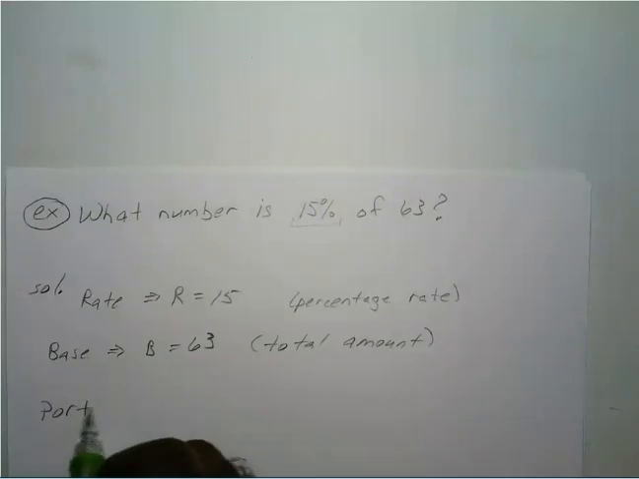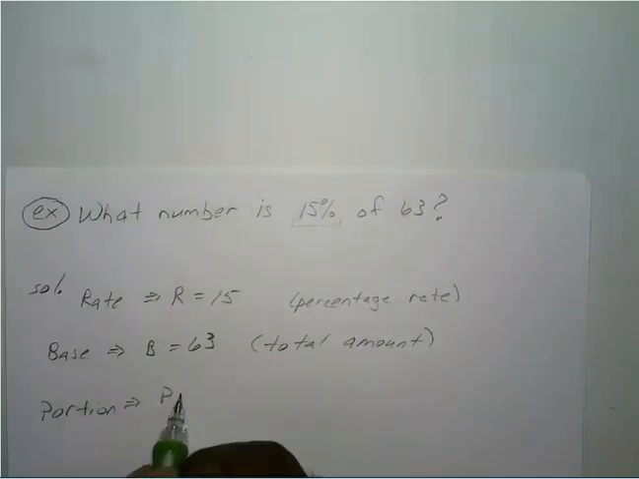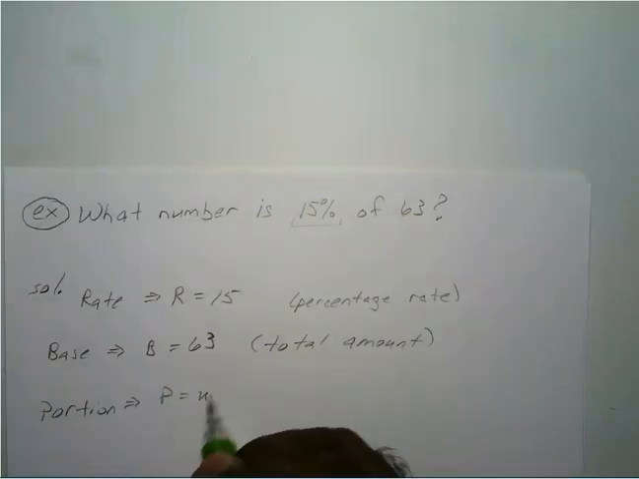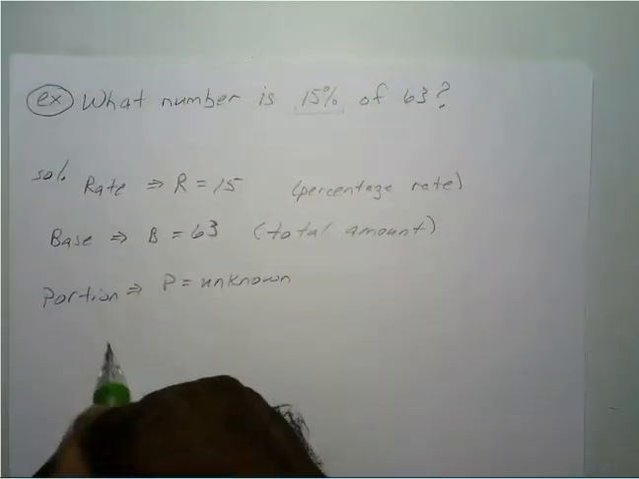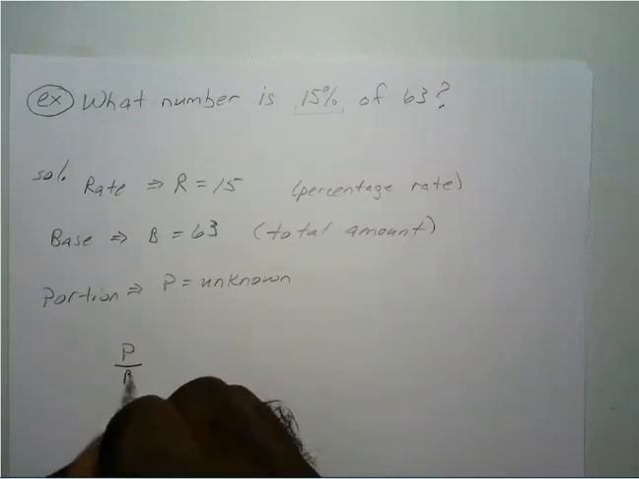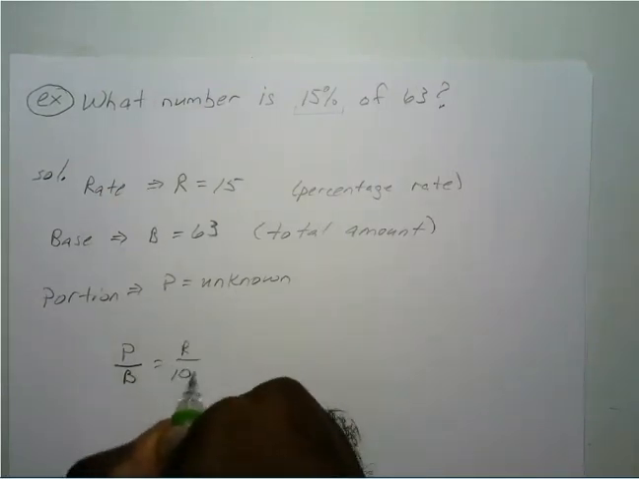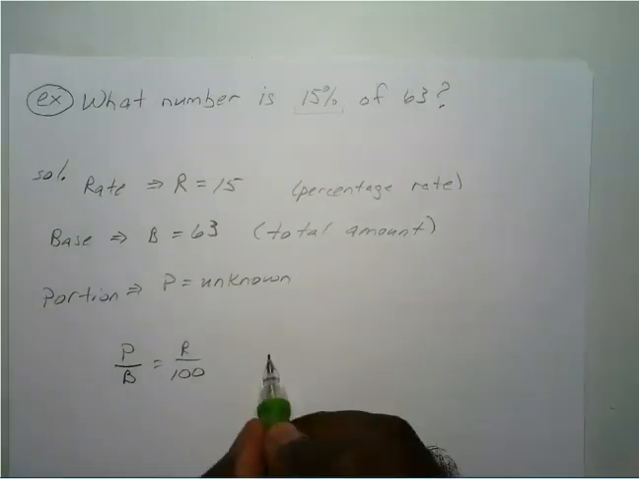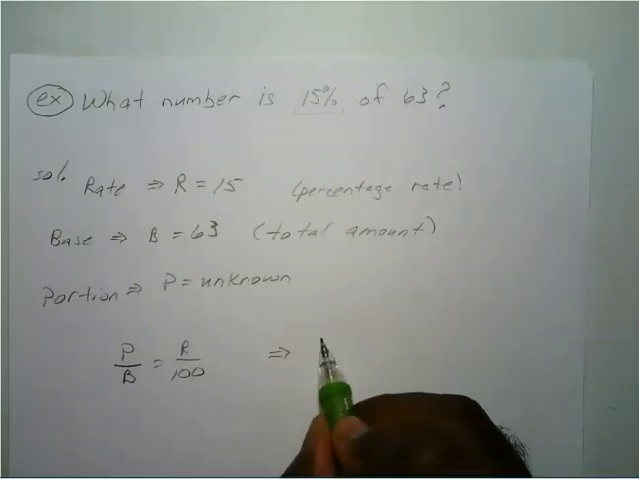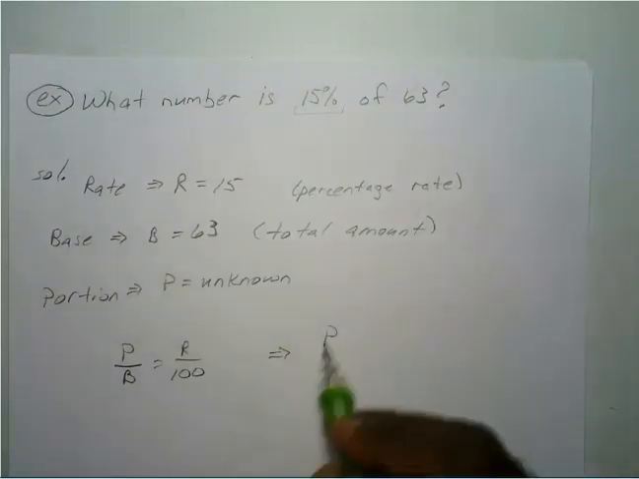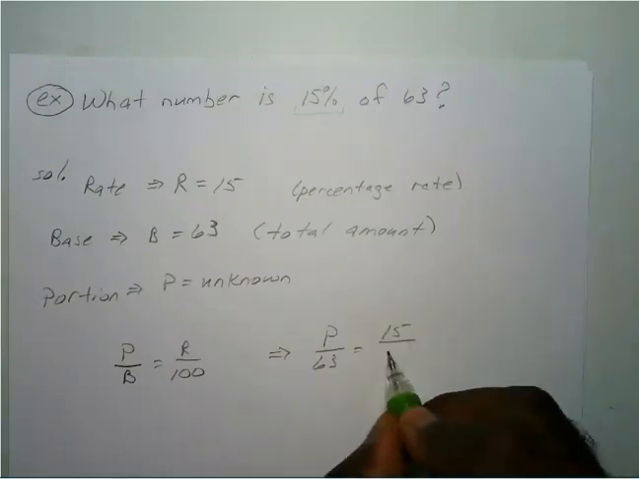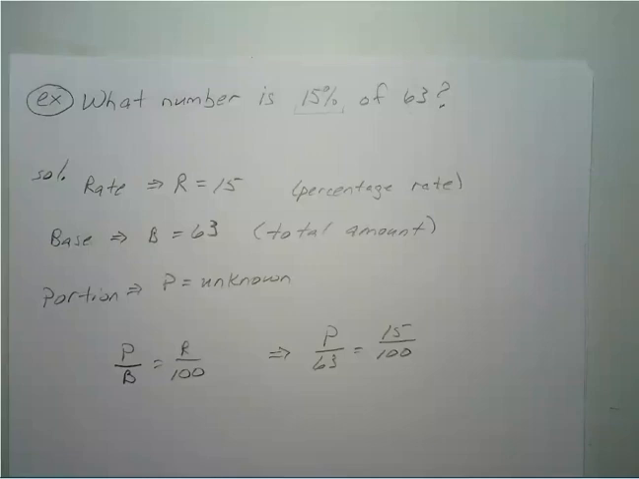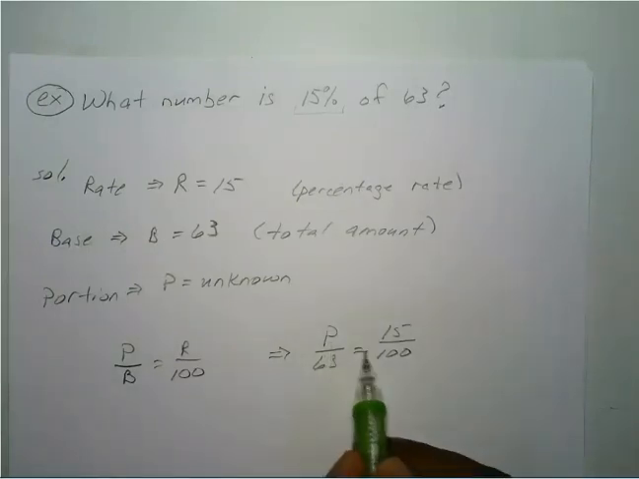Now your portion, your P, is unknown. That's what we're solving for. So we have our formula, which is our portion over the base is equal to our rate over 100. We just plug them in. The portion is unknown, so we keep that as just P over the base, which is 63, is equal to your percentage rate, 15, over 100.